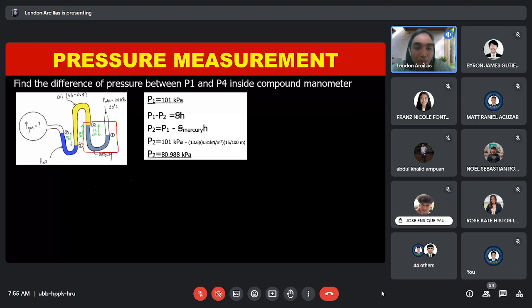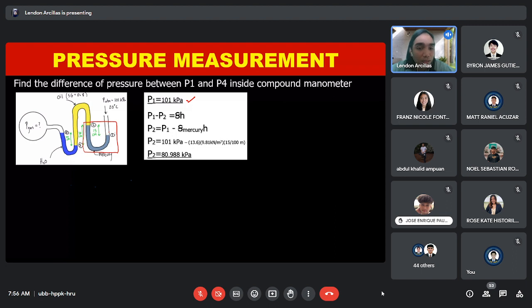Okay. It says here that pressure 1 is atmospheric pressure. So therefore, meron na tayong value ng P1, which is 101 kilopascal. Check. So may P1 na tayo. So P2 and P1, how do you find P2 and P1?